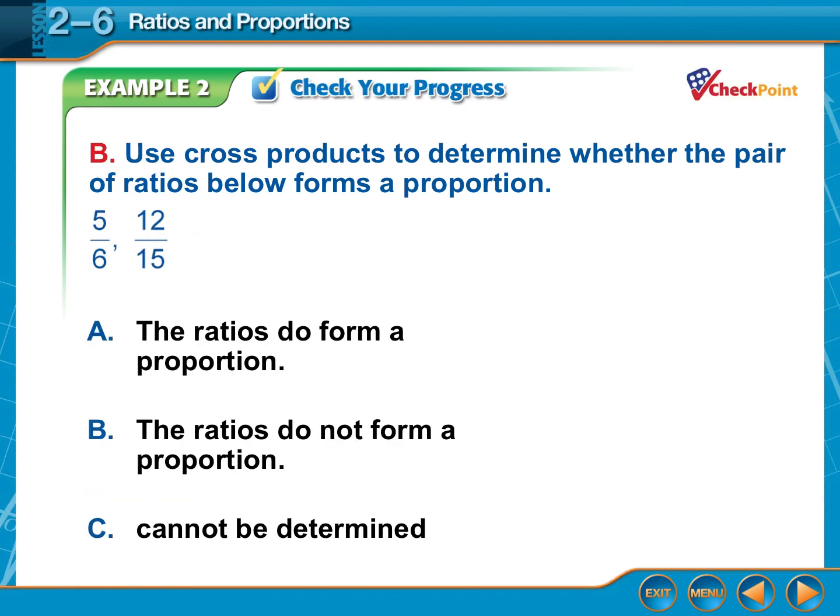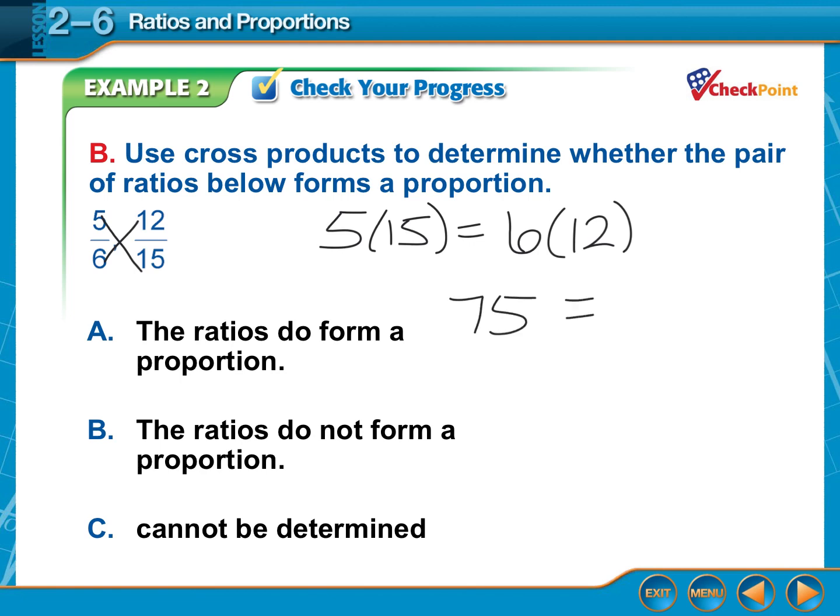So on this one, what numbers do we multiply together when we cross? So we have 5 times 15, and then 6 times 12. What's 5 times 15? 75. What's 6 times 12? 72. So, are those equivalent? No. So they do not form a proportion. That is not a true proportion.